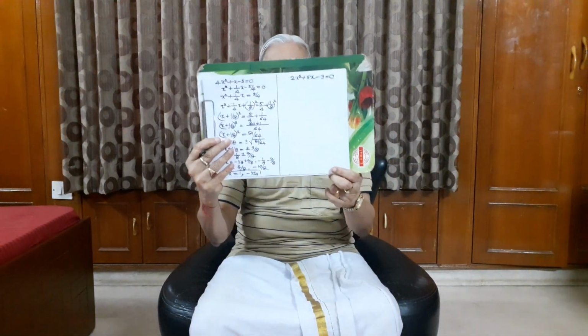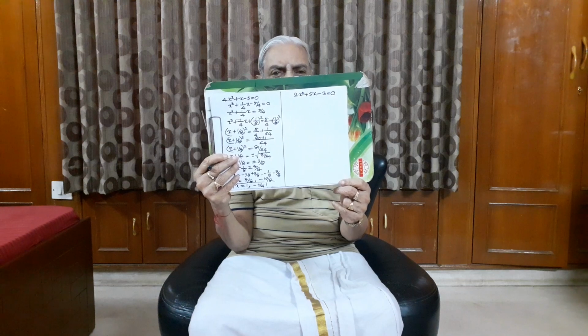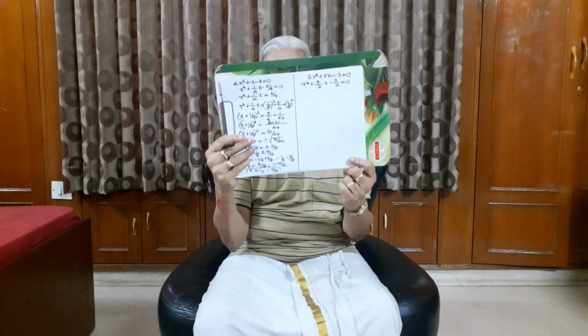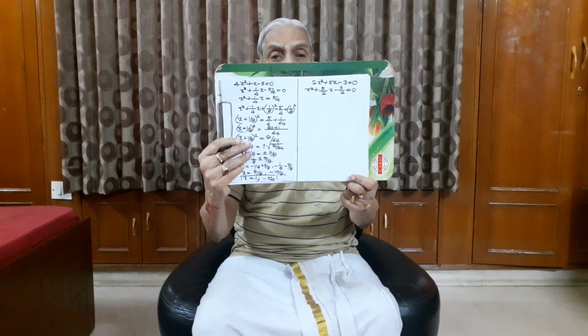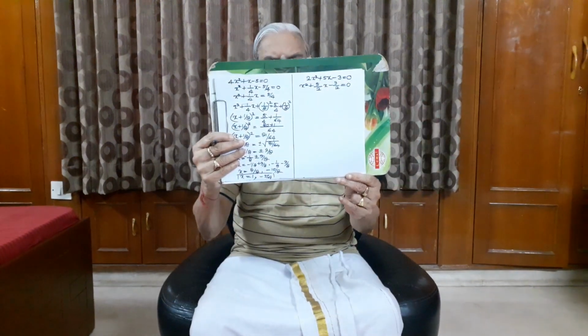Okay. The next problem is 2x squared plus 5x minus 3 equals 0. What is the coefficient of x squared? 2. So divide the entire equation by 2. Why? The coefficient of x squared must become 1. After dividing, what do we get? x squared plus 5/2 of x minus 3/2 equals 0. This must be understood. So I have divided the entire equation by 2.